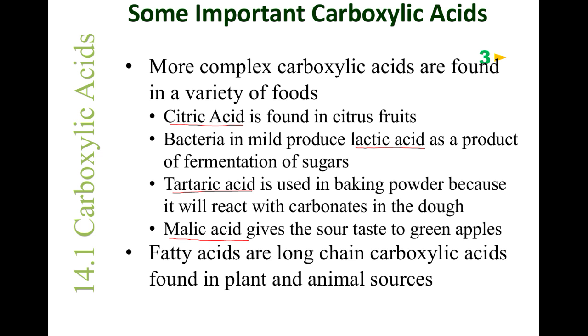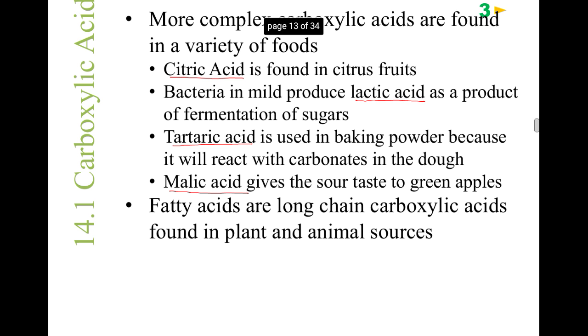Also, fatty acids. I know those are kind of ubiquitous in biology. They come up over and over. Those are long-chain carboxylic acids found in plant and animal sources, and we'll talk about fatty acids quite a bit in this class later on. But again, the fatty acid just has the polar head group, and then it will have a long tail. That tail usually possesses an even number of carbons, and that will be important later on in the class.